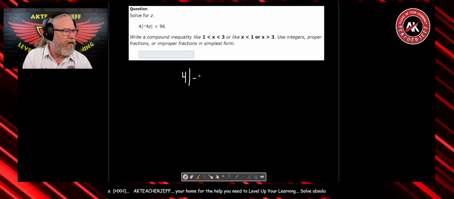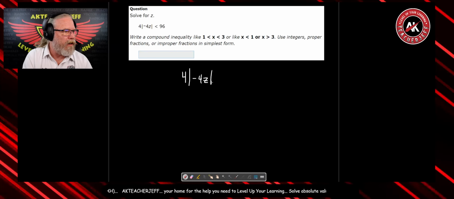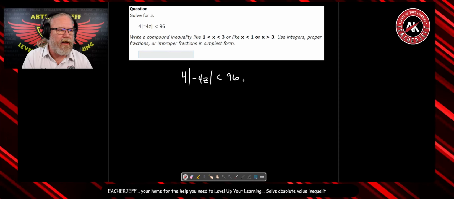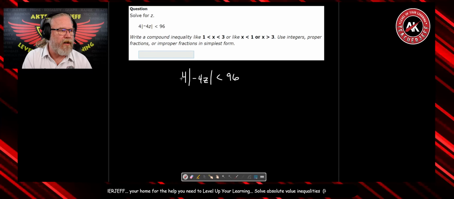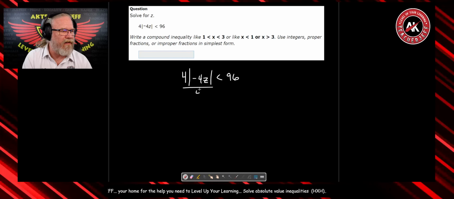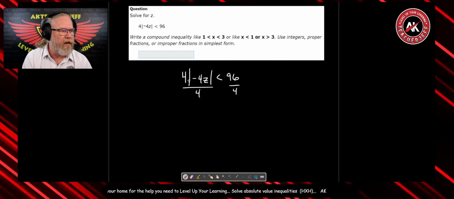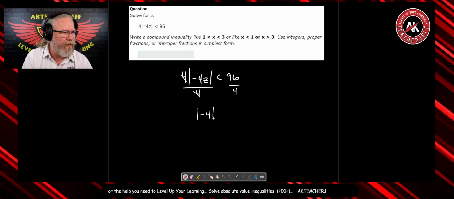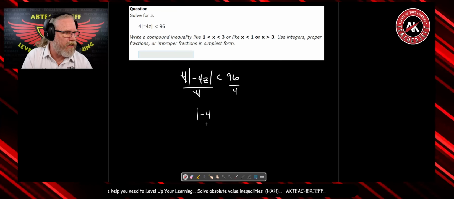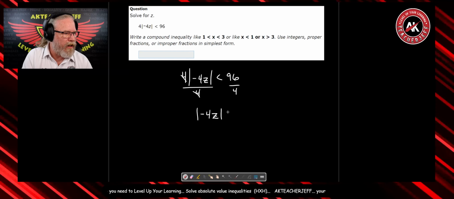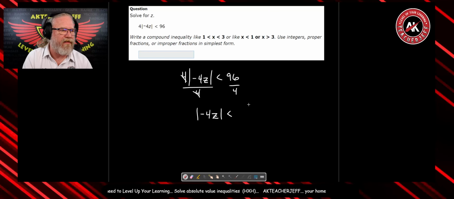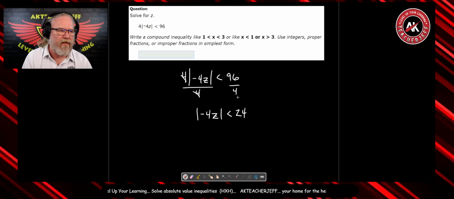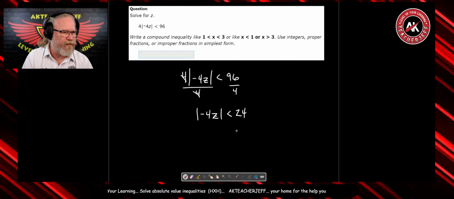4 times absolute value of negative 4z. Close the absolute value, and that's supposed to be less than 96. So first thing we want to do is isolate that absolute value portion. It has a 4 that's being multiplied by it, so let's divide by 4, and what we do to one side, we'll do to the other. Those 4's cancel each other, leaving us with absolute value of negative 4z, and that's supposed to be less than 96 divided by 4, what is that, 24? Because 100 divided by 4 is 25, so 96 divided by 4 is 24.